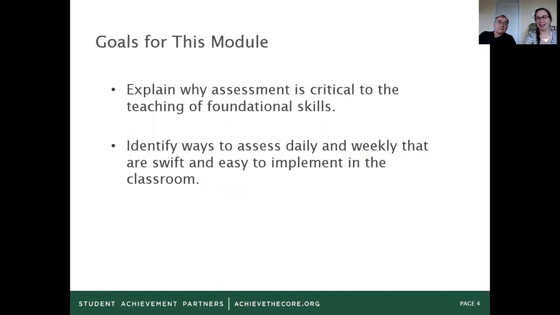Our goals for today's module are as follows. We want to explain why assessment is so critical to the teaching of foundational skills. You really can't do as good a job teaching foundational skills without it. And we're going to talk through some daily and weekly assessment options that are swift and easy to implement in the classroom.